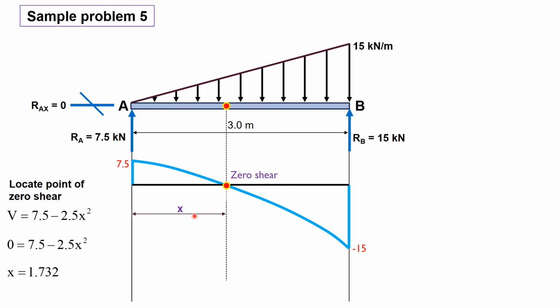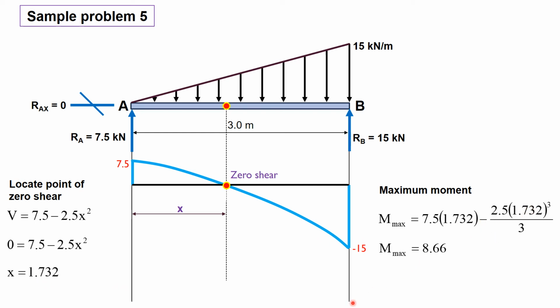Using this, you can now compute the value of moment at that point of the beam. For the maximum moment, using the moment equation formulated earlier, which is this one, I directly substituted this x. The moment equation is 7.5x minus 2.5 over 3 times x cubed. So I substituted the x we got here, and the value of the maximum moment is 8.66. So you can plot it here.